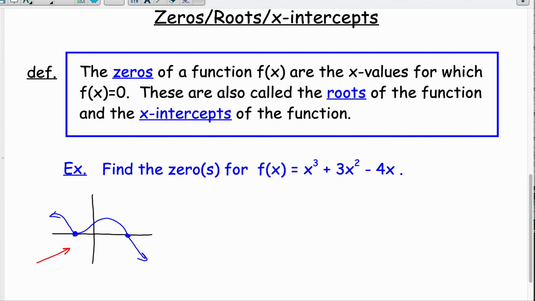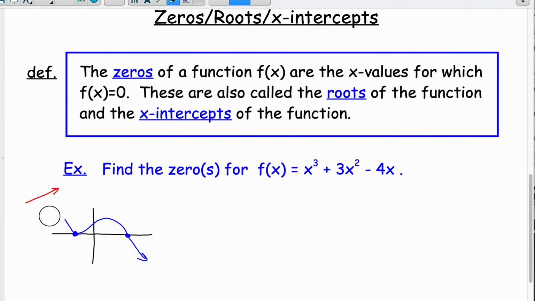The roots, the zeros, the x-intercepts, those are the x values where the graph hits the x-axis. Okay, so whatever these x values are. But what do you notice about any point on the x-axis? What's the y-coordinate for this point? Well, it's 0. What's the y-coordinate for this point? Well, it's 0. Every point on the x-axis has a y-coordinate of 0.